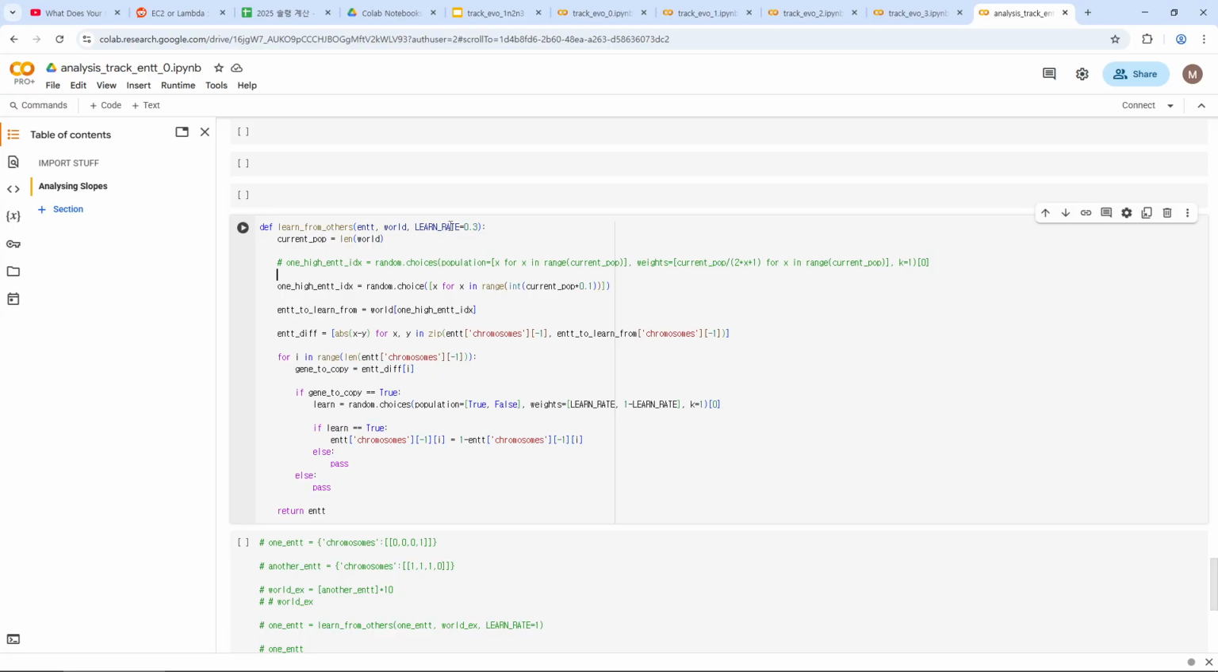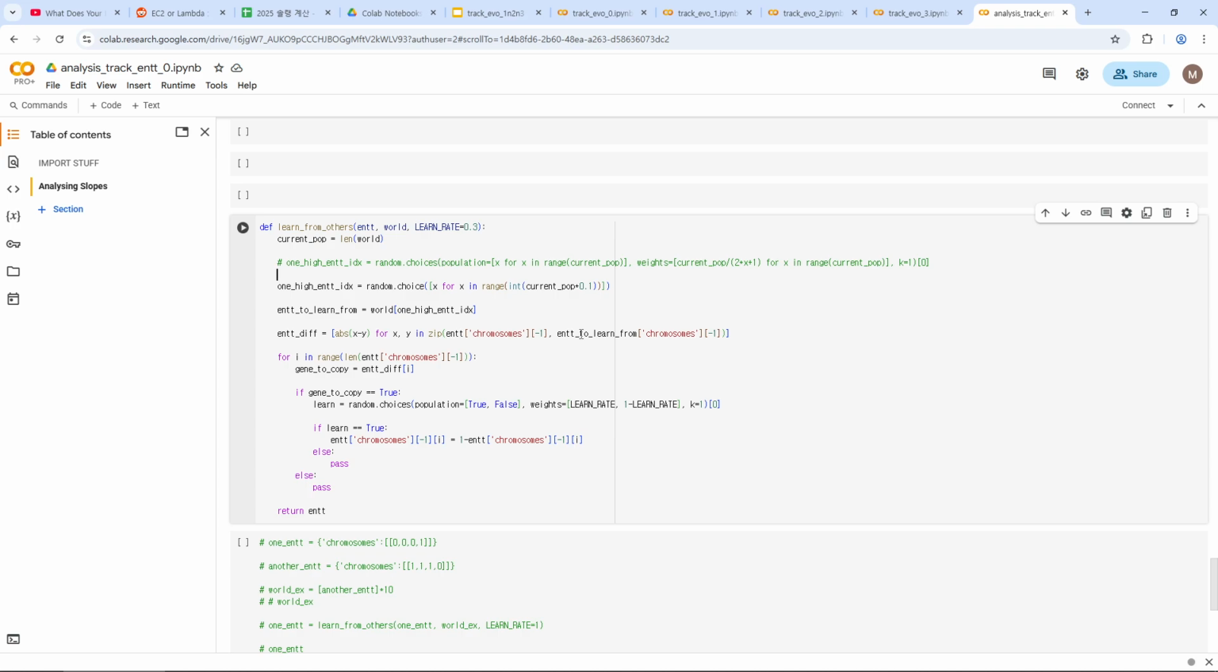So if the learn rate is 0.3 and the entity in question had a 0 in that place, and the other entity from the top 10%, for example, had a 1 in the same place, given a 30% chance, the entity in question will try to make that 1 into a 0 or 0 into a 1, either way.